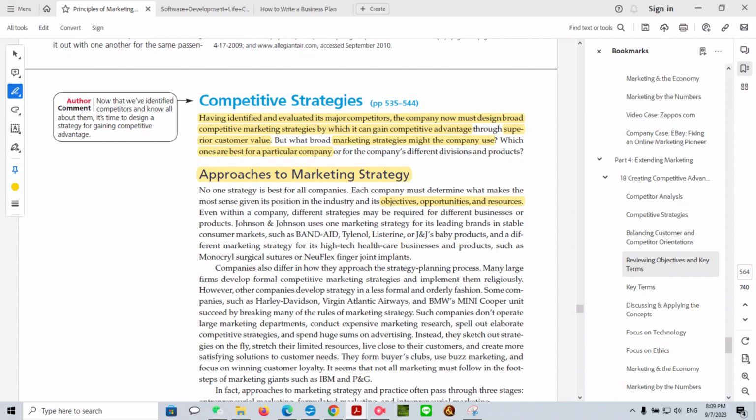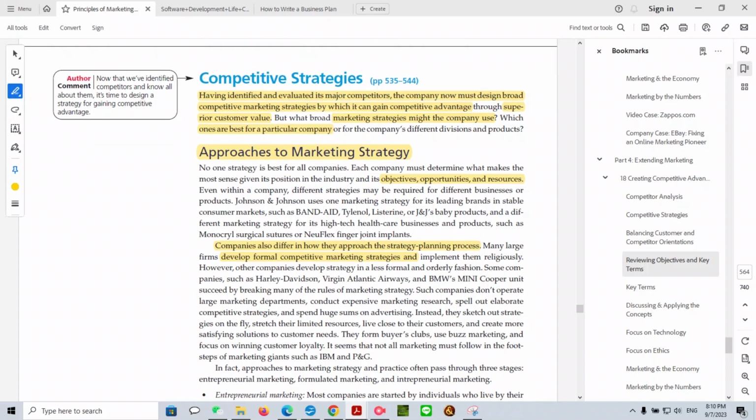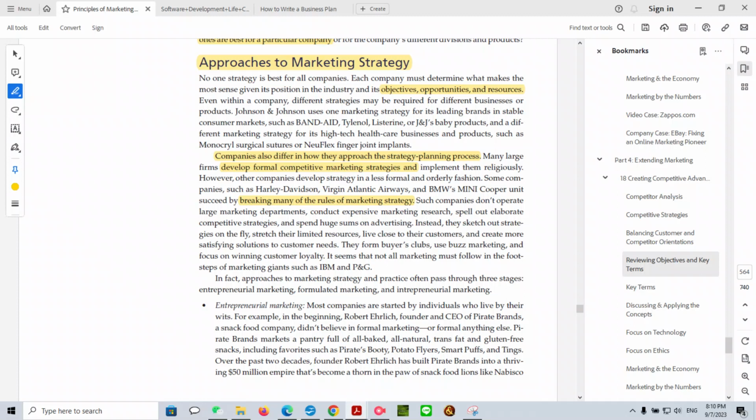Companies also differ in how they approach the strategy planning process. Okay. Many large firms develop formal competitive marketing strategies and implement them religiously. However, other companies develop strategies in a less formal and orderly fashion. Some companies, such as Harley-Davidson, Virgin Atlantic Airways, BMW, and the Mini Cooper unit, succeed by breaking many of the rules of marketing strategy. Why is that? They have a different way that works for being able to sell their products based upon their demographic.